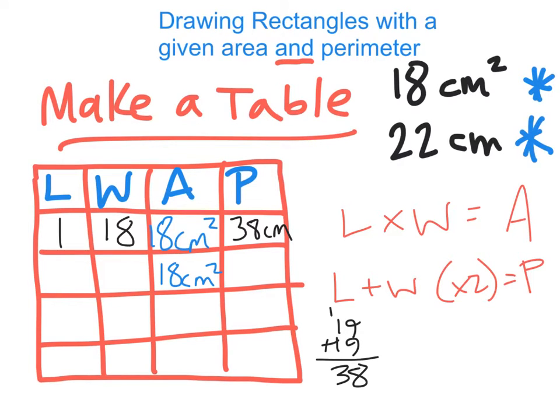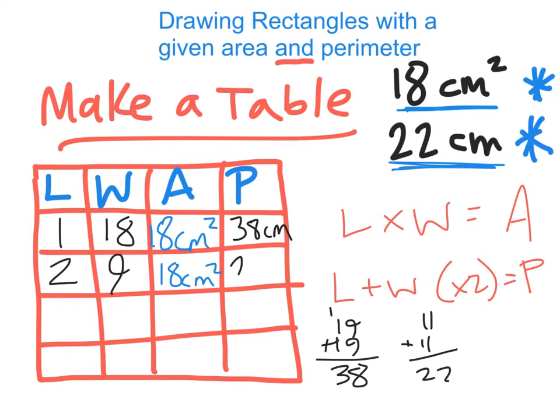Alright, that does not match what we need. We need 18 centimeters squared for our area and 22 centimeters for our perimeter. So let's try another rectangle. What else could we multiply together to get 18? Well, I could multiply 2 times 9. That would give me 18 as an area. Excellent. What's the perimeter of that rectangle? Well, 2 plus 9 equals 11. And if I do 11 plus 11, because I double 11, I get 22.